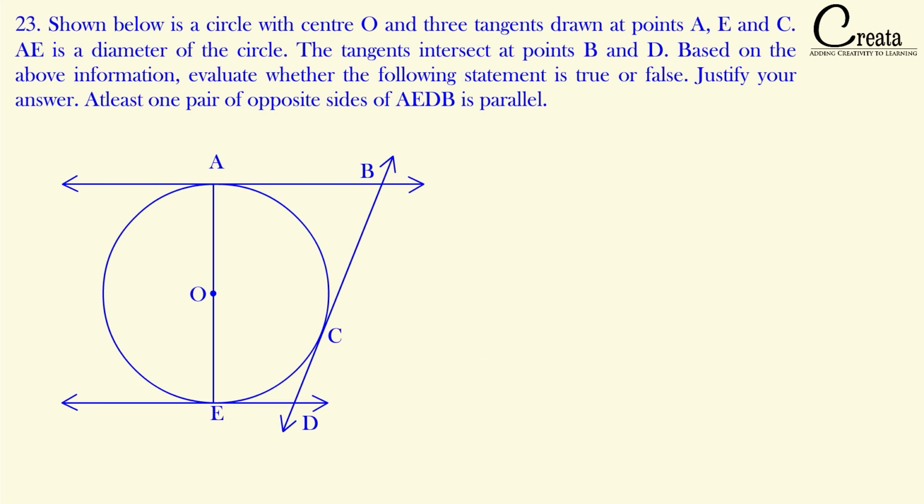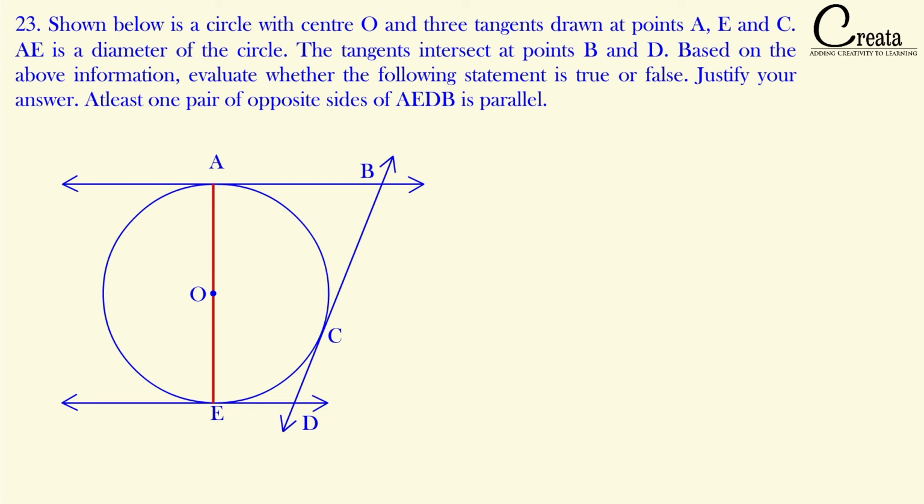This is the question. Pause the video and try to solve this question on your own. This question belongs to the tangent and the circle. So let's approach this question. In this question, a circle is given with the center as O and three tangents are given. These are the three tangents. The points of contact are A, E and C, the points at which the tangents are touching the circle. A tangent is a line segment that touches the circle at only one point. Here we are having three tangents, and these tangents are touching the circle at the points A, C and E.